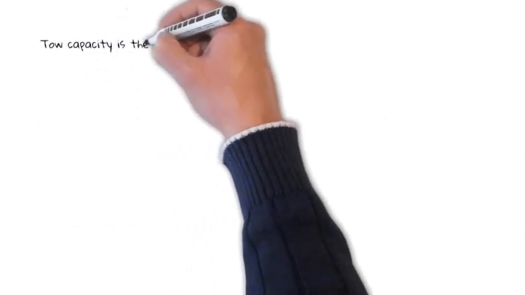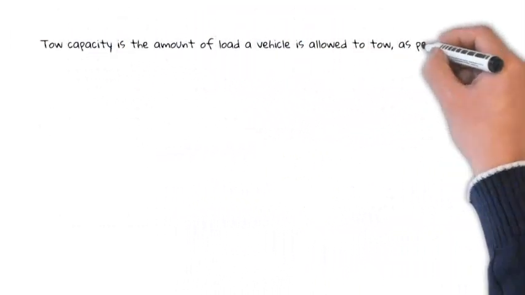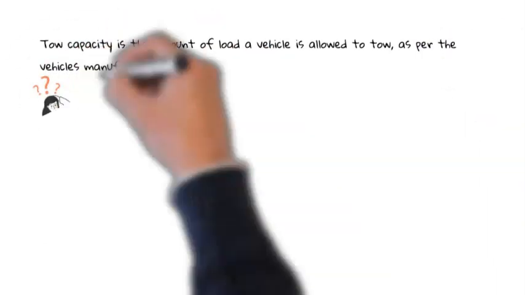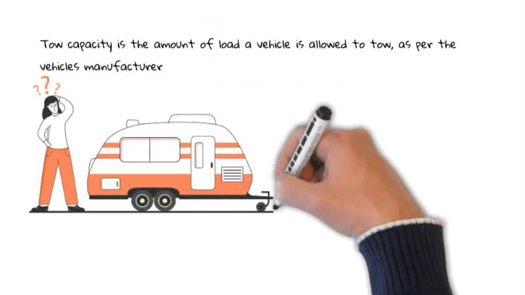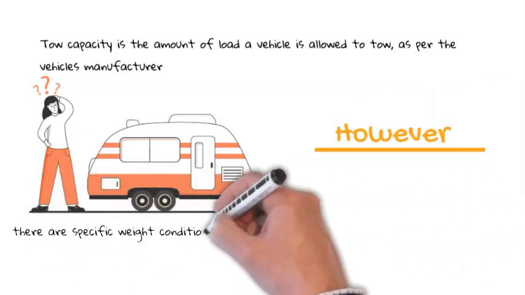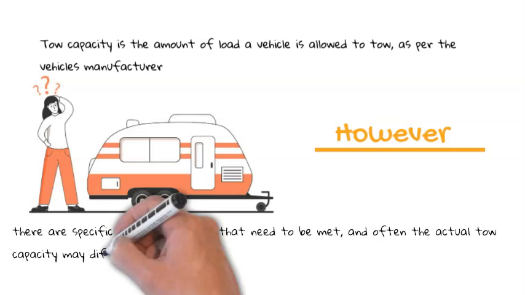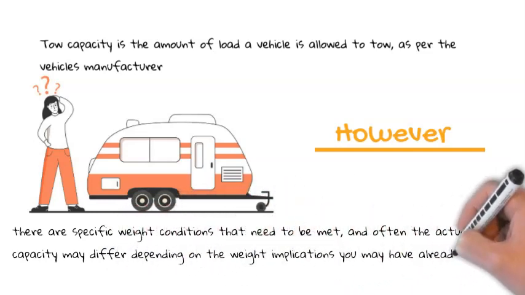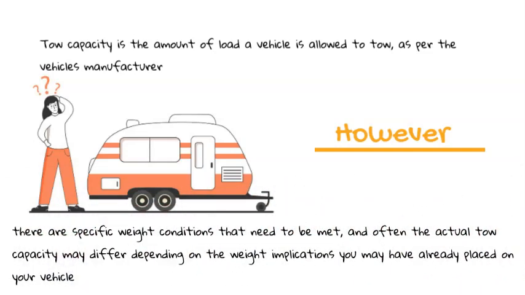Tow capacity is defined as the amount of load a vehicle is allowed to tow as per the vehicle's manufacturer. However, there are specific weight conditions that need to be met, and often the actual tow capacity may differ depending on the weight implications you may have already placed on your vehicle.